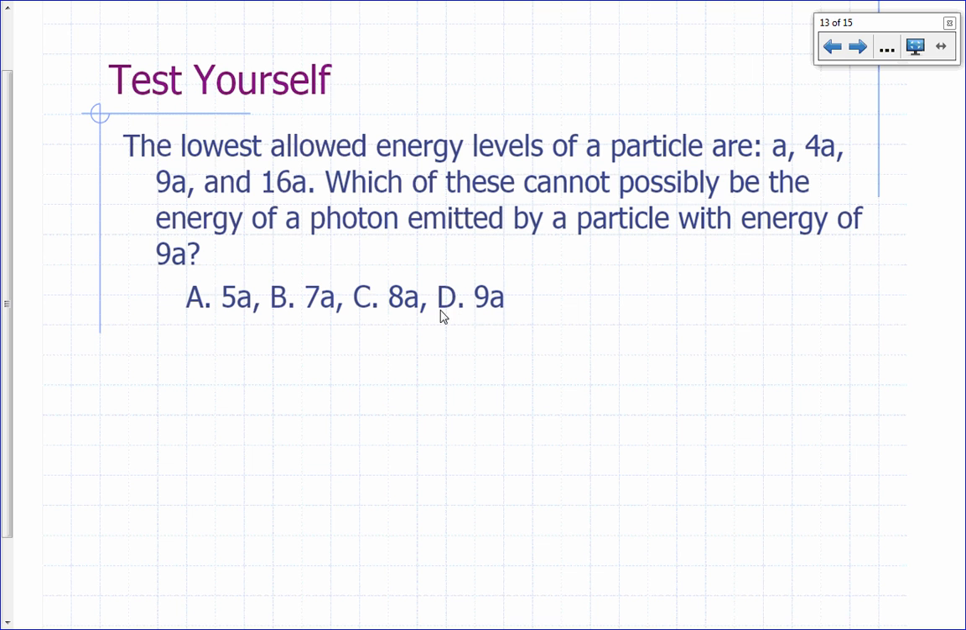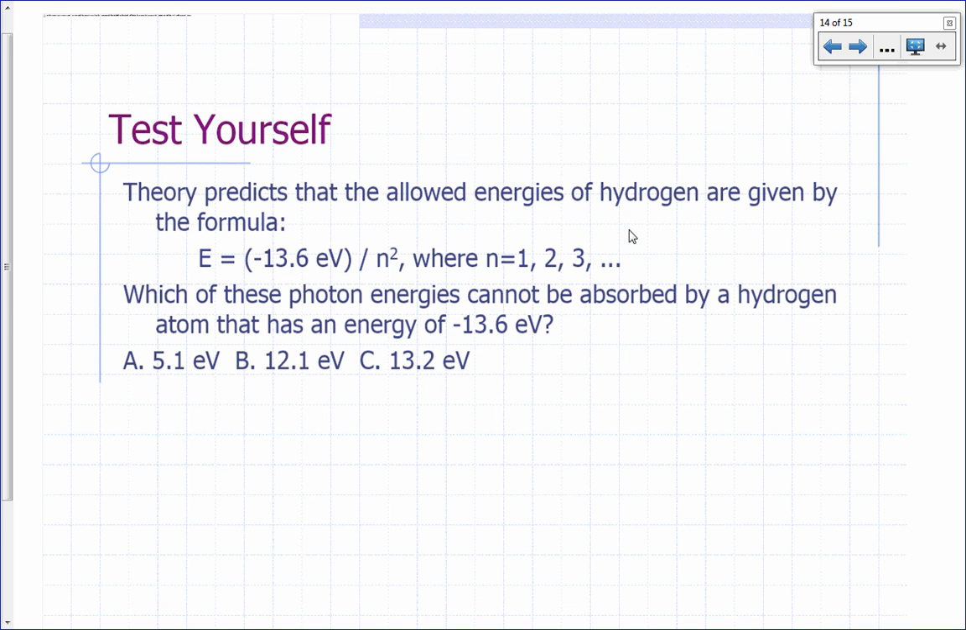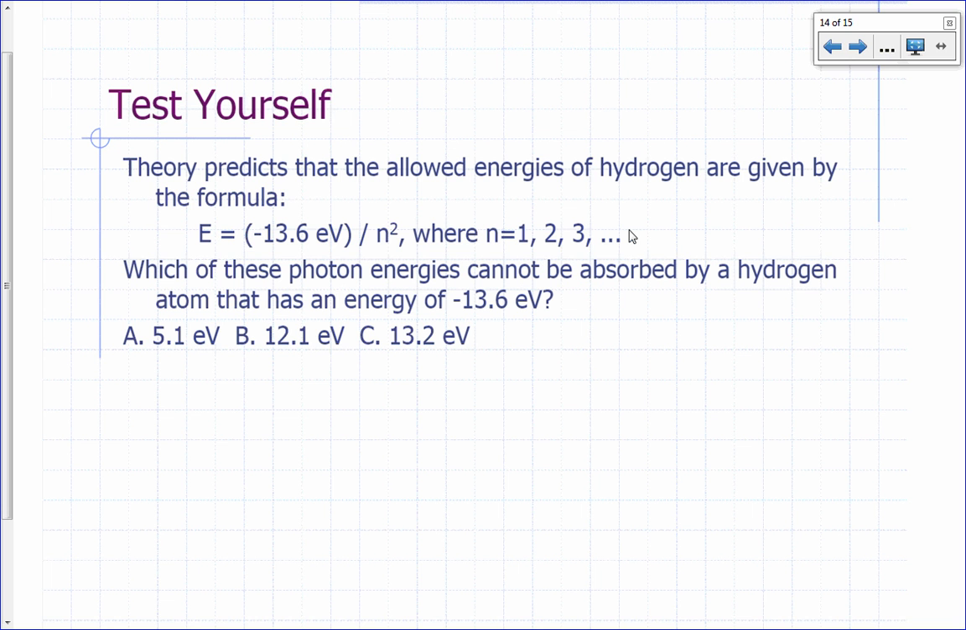This one right here, A, 4A, 9A, 16A. Those are the lowest allowed energy levels. What would be, let's make that another part of your homework. The homework, question number 2 for your homework. And this one you should be able to do on your own too.